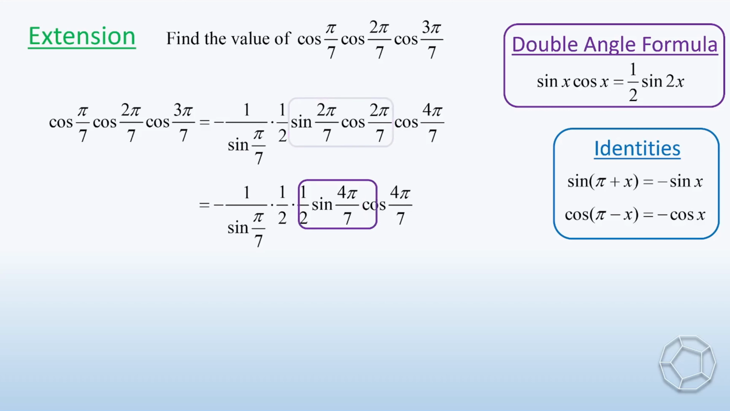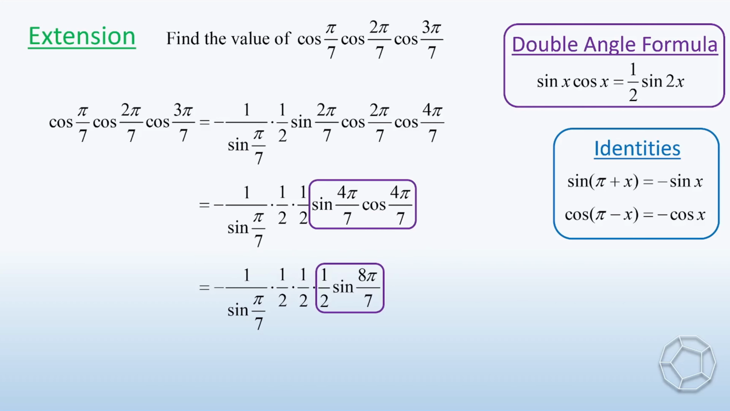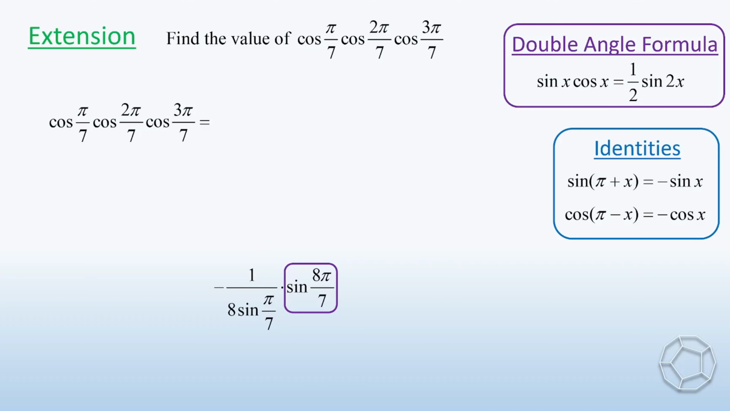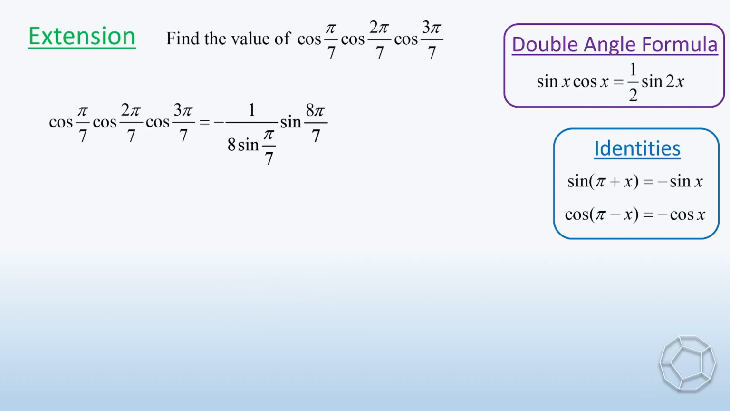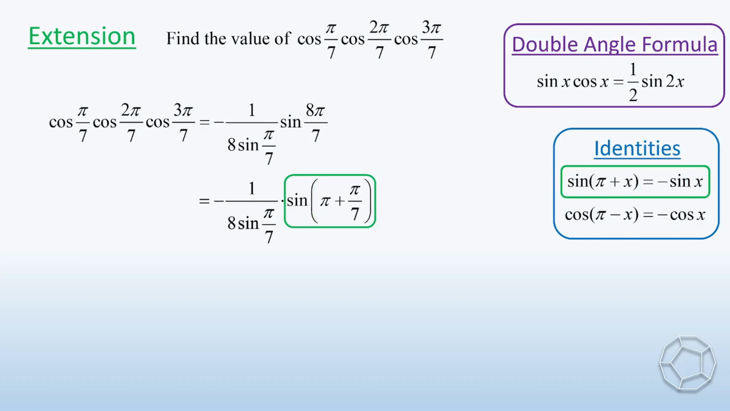Great! We still have to form sine x cosine x. Use the formula for the third time, it becomes 1 over 2 sine 8 pi over 7. So we have 2 cubed, which is 8, in the denominator. It's almost done. Let's change 8 pi over 7 into pi plus pi over 7. Now we can apply the first identity. So it is simplified to negative sine pi over 7. Cross out the numerator and denominator, and we get the final value, which is 1 over 8.